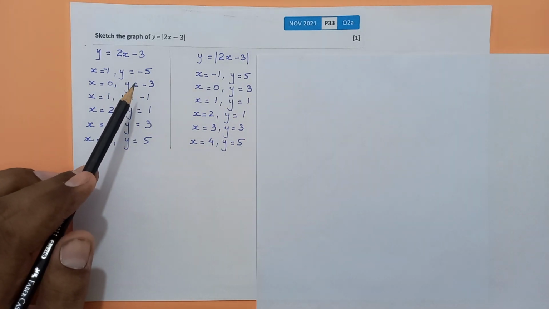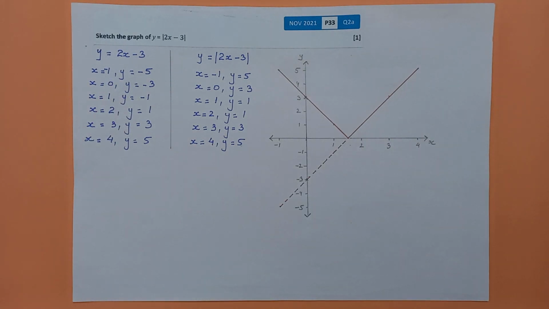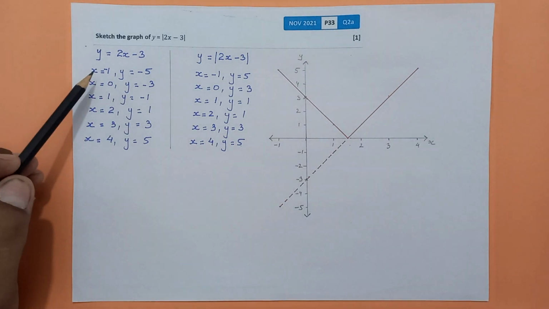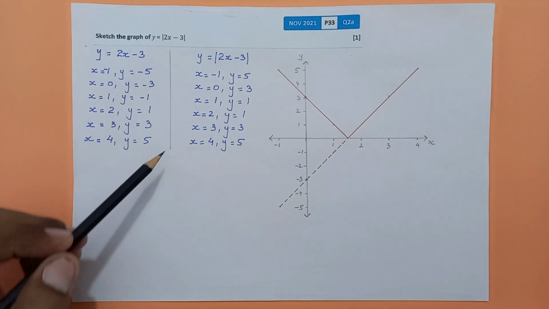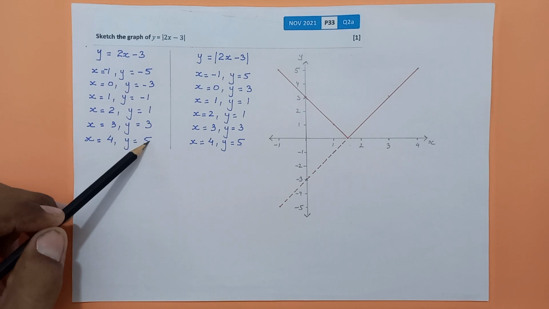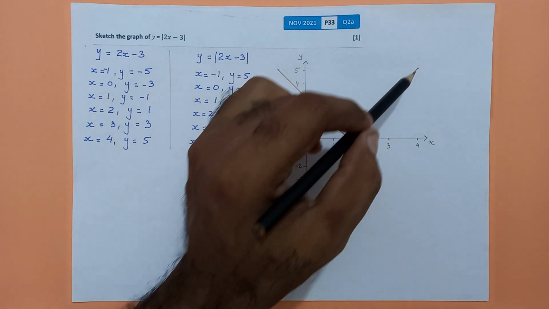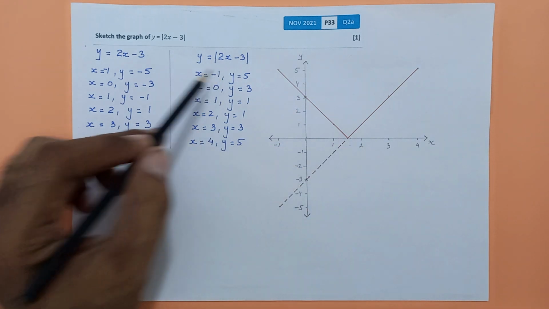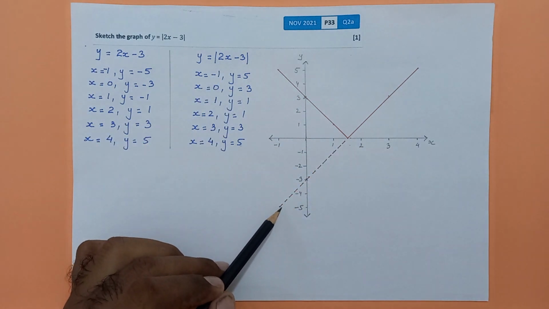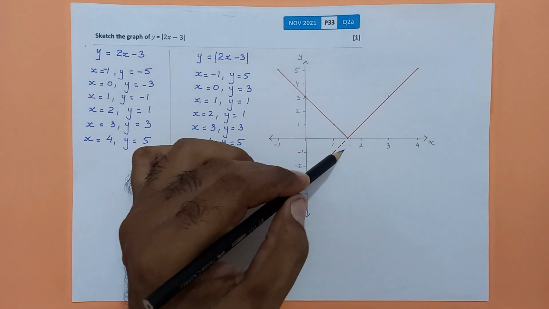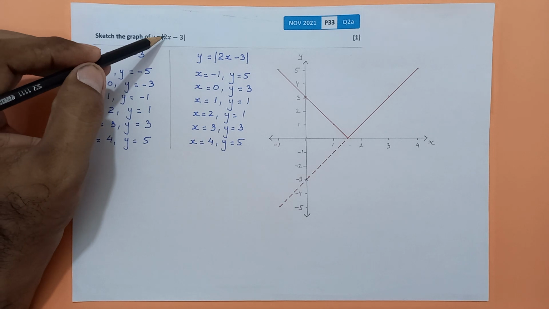So let us look at the graph and see what that means. If we draw the graph based on these readings, we can see that we get this particular line. This line is common for both of them, but after that I have made a dotted line. Reason? Because actually this is not the solution for the given question.